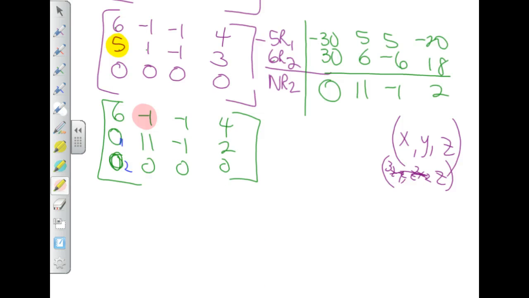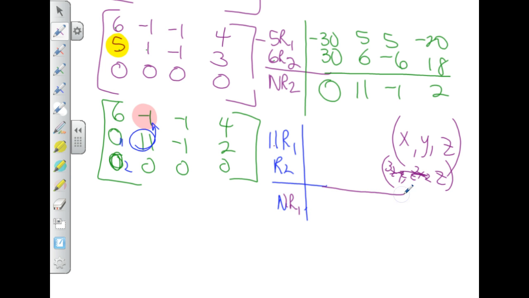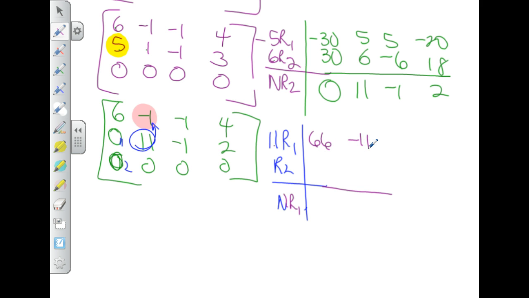And since I am in column 2, I want to use row 2, so I think I'm going to use this 11 to try to zero that guy out. And I can do that by multiplying the top row by 11 and adding it back to row 2 and coming up with a new row. I don't want a new row 2. I want a new row 1, because I'm trying to get that pink thing a 0. So let's see what happens here. If I keep the same process, so 66, negative 11, 44. Row 2 is going to stay the same. 0, 11, negative 1, and 2.